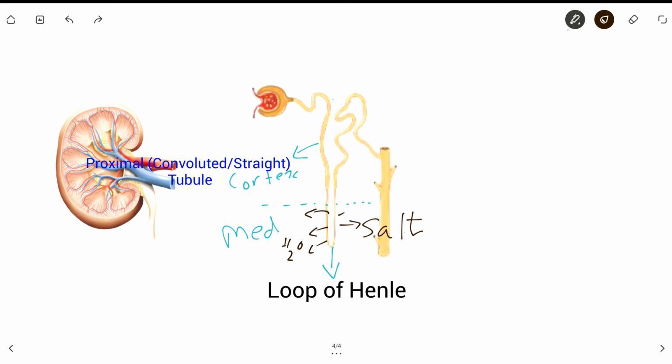And now you have urine that's going to be sent into the distal tubule, which is this tubule. And if you didn't know, proximal means at the starting and distal means at the ending. So the proximal tubule is at the starting of the loop of Henle, and the distal tubule is at the end of the loop of Henle.